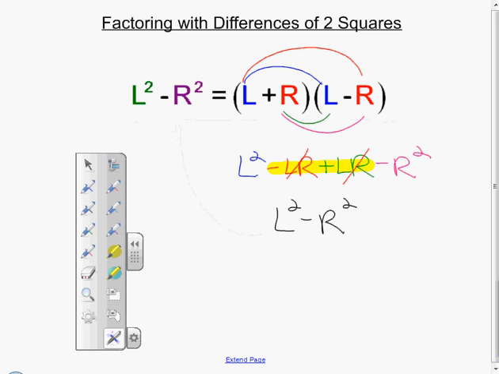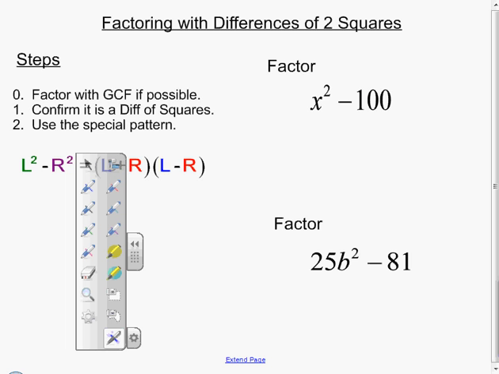Well, let's look at some examples now. Factoring with differences of two squares, steps. So, step 0. I tend to write step 0 in some of my steps because it implies that not every problem requires that you do it, but you should at least look for it on every problem. And again, it's factor with GCF if possible. We joked around earlier about how GCF could also stand for gotta come first, because we want to drill it into our brains that no matter how we're factoring, we always want to look for a GCF.